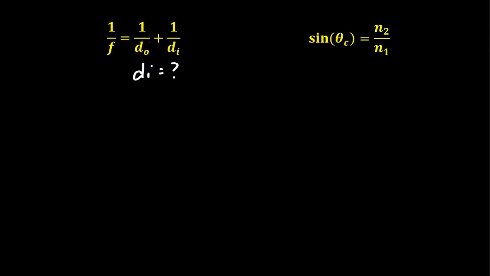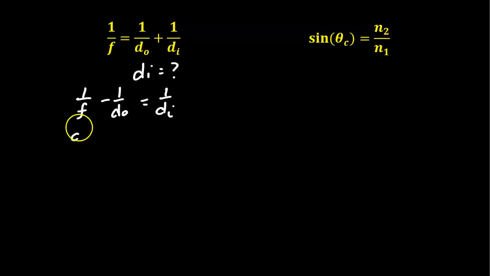And I'm going to subtract 1 over dO on both sides. So that leaves me with 1 over F minus 1 over dO. On the right-hand side, that leaves me with 1 over dI. Now, I want to be able to subtract these two fractions, but I need them to have a common denominator. So the common denominator will be f dO. So in this fraction, whatever I multiply on the top, I'm going to multiply on the bottom. Whatever I do to the top, I'm going to do to the bottom to keep this fraction the same value.